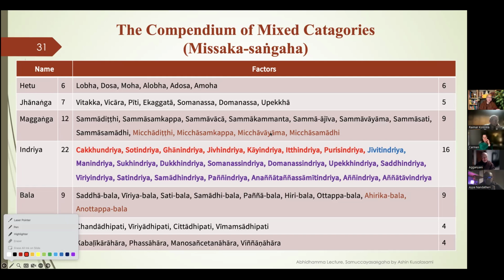Okay, next week I will look at that. And there is no cetasika. There is one answer in the commentary: there is no cetasika with micchā vācā and micchā ājīva. But we have other explanations too, so we'll talk about that later next week.